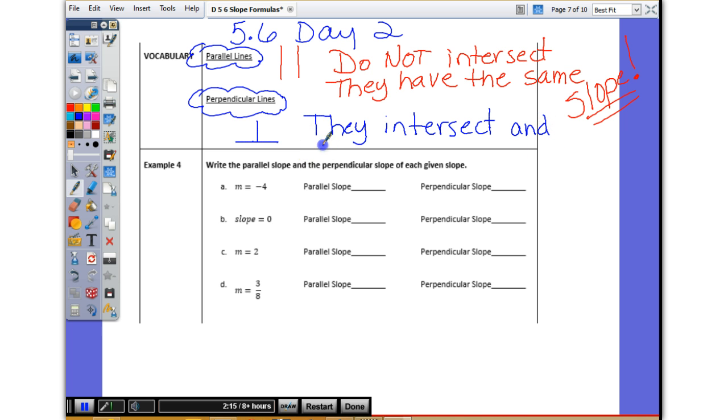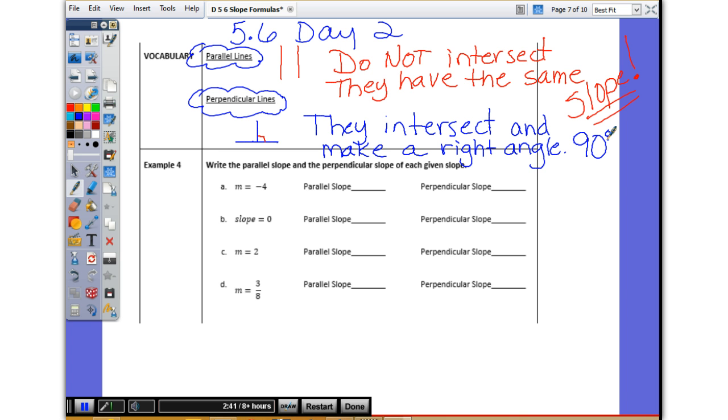And make a what? What do they make? When these two lines intersect, what are they making? They make a right angle. How many degrees is a right angle? 90-degree angle.